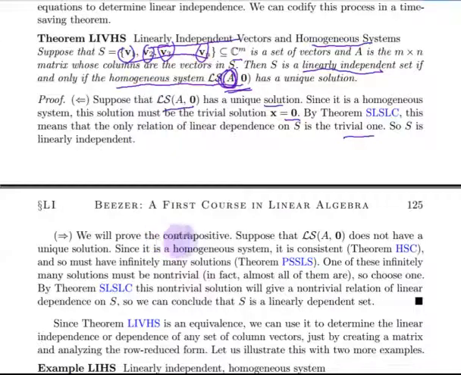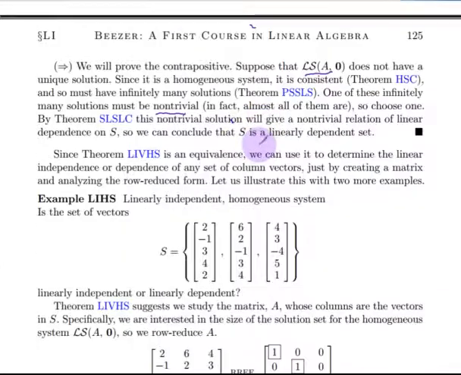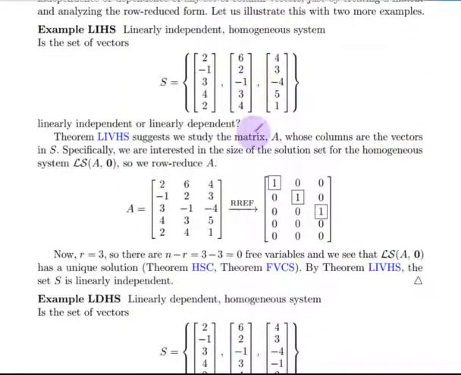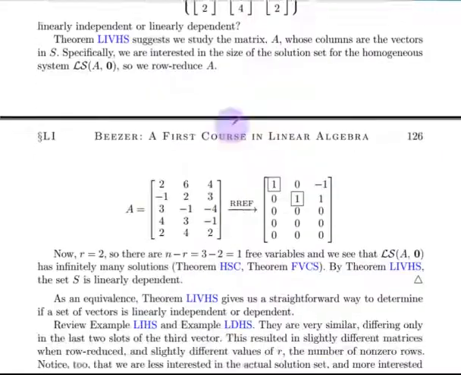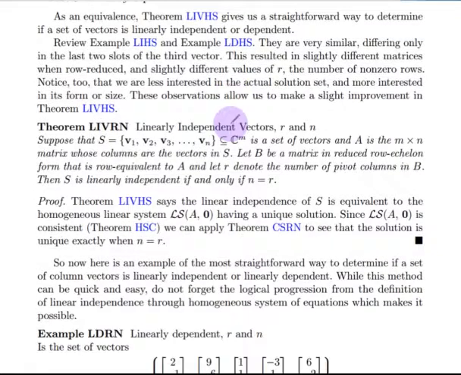And you can go the other way as well. Suppose that this does not have a unique solution, so it must have another solution, and that must be non-trivial. If I have a non-trivial solution, then I have a non-trivial dependence relation among these vectors, so these vectors are not linearly independent. All right, so more examples. You can work through these and take a look at those.